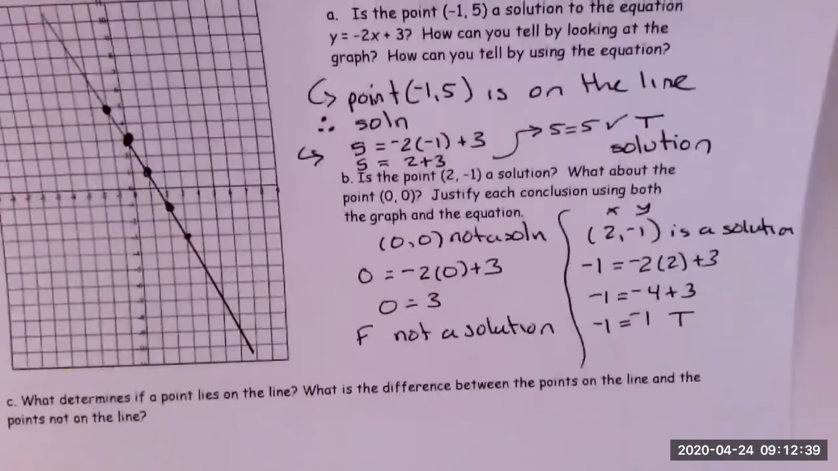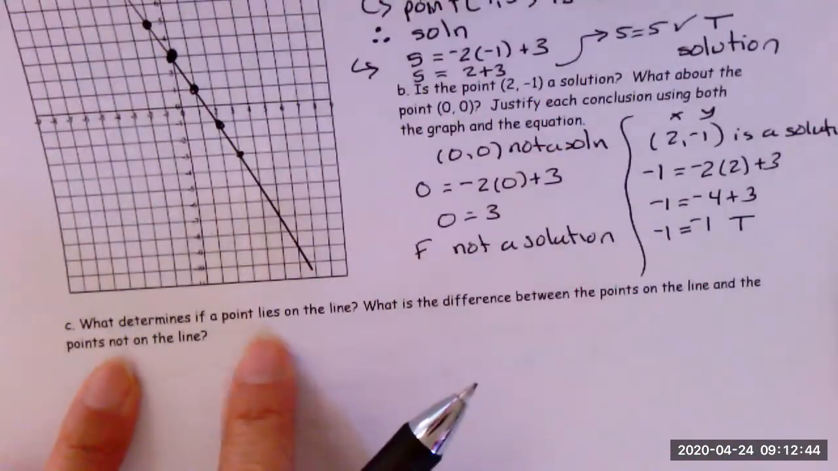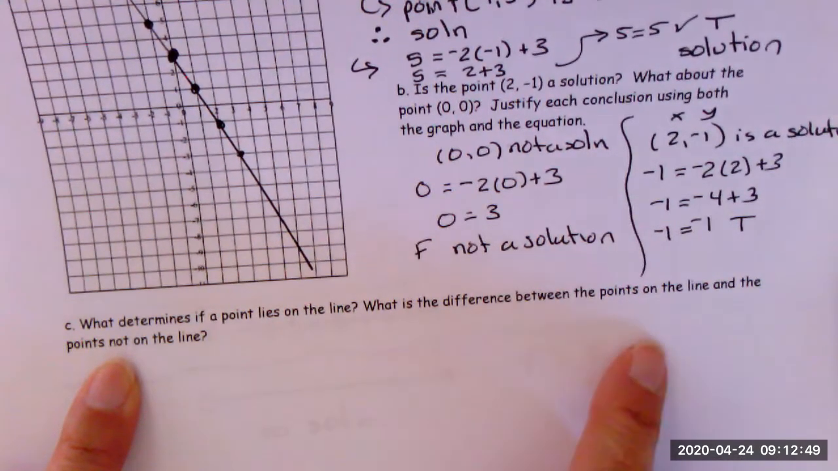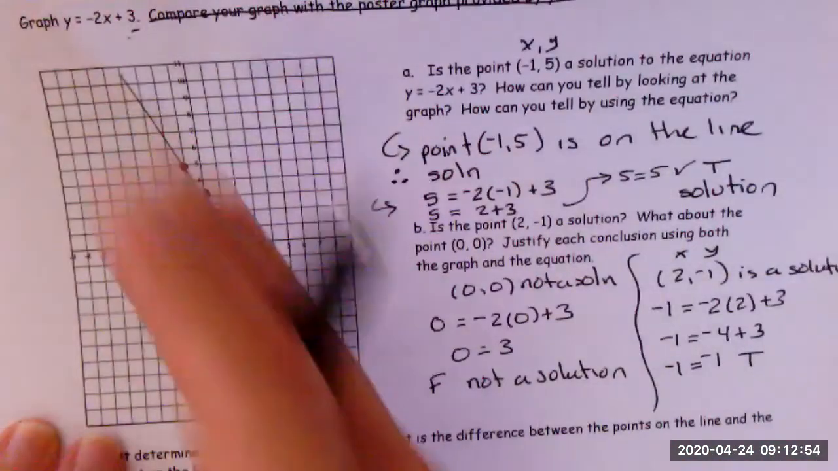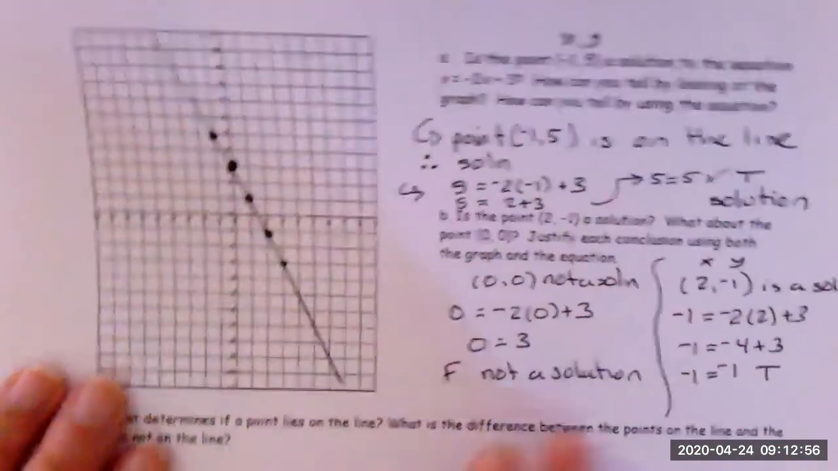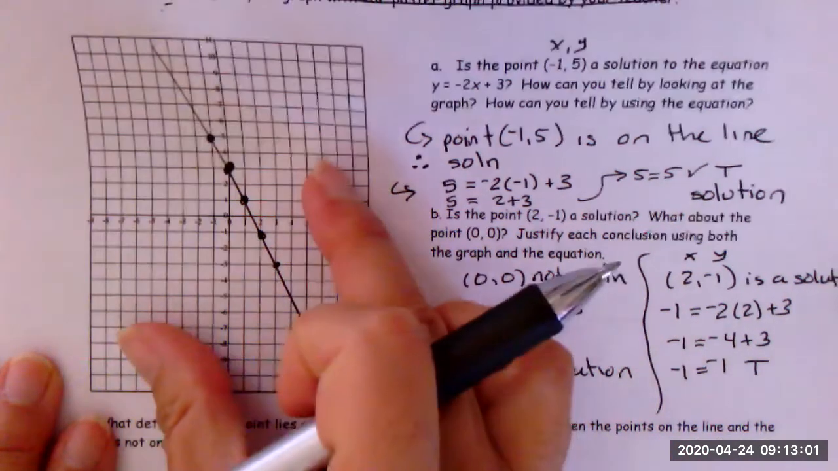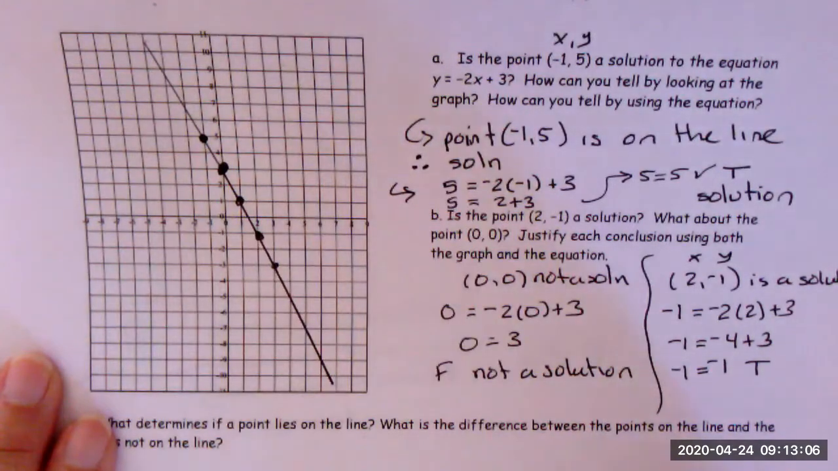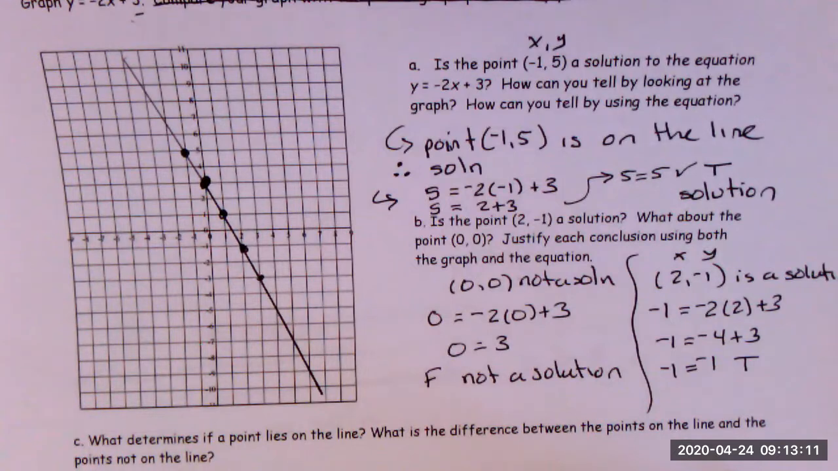All right. So the question is, what determines if a point lies on the line? What's the difference between points on the line and points not on the line? So if the points fall on the line, that makes the equation true. Therefore, it's a solution. If points are not on the line, they're not going to make this equation true. Therefore, it's not a solution. And this is kind of a review of what we already know, but we're going to use the same example and bring it to the next level.